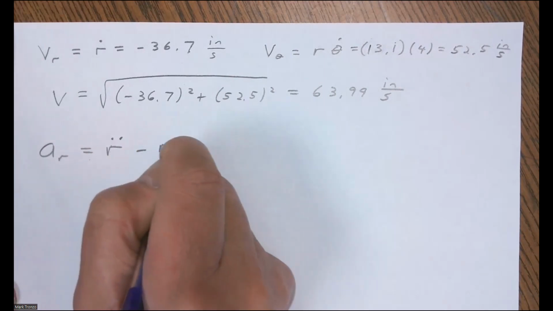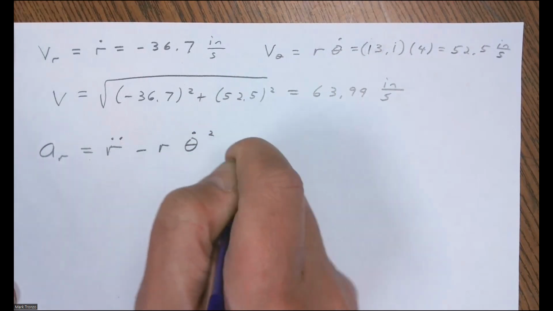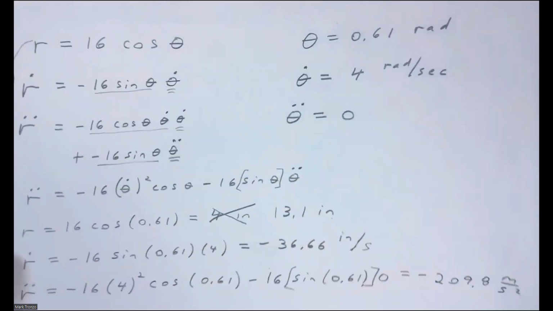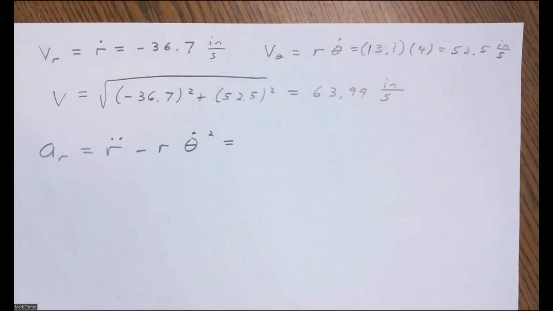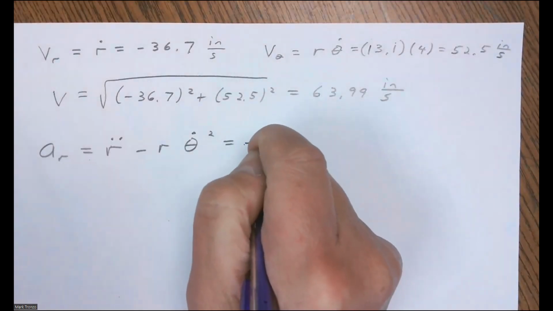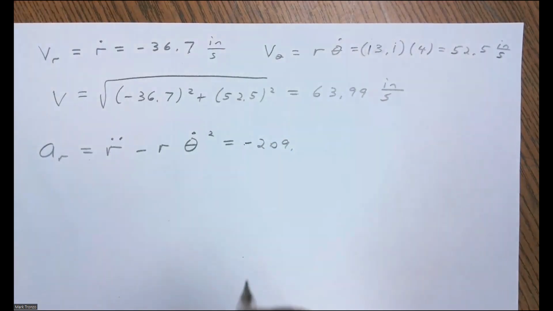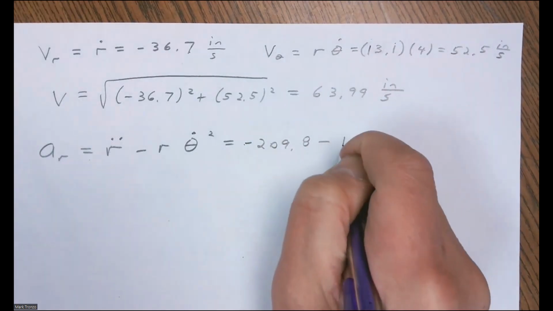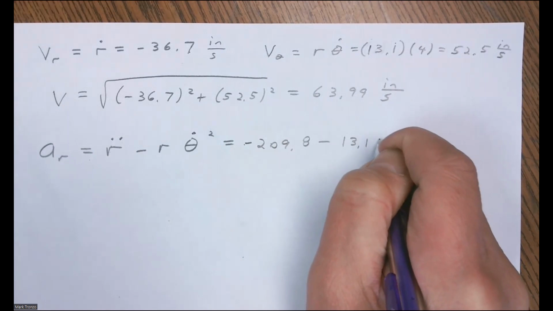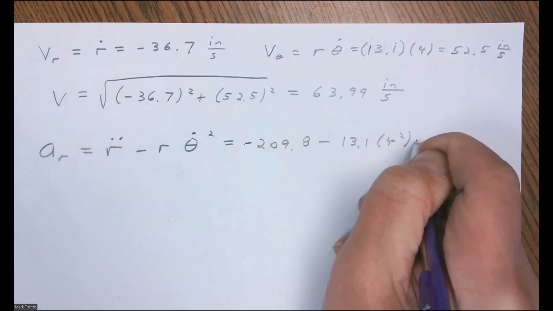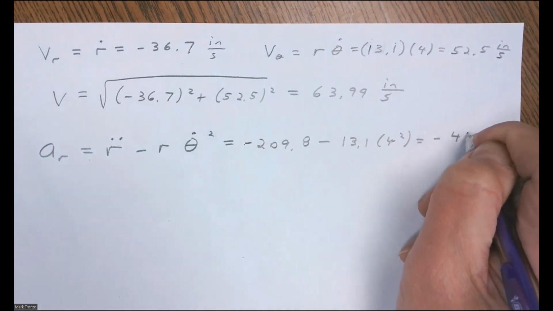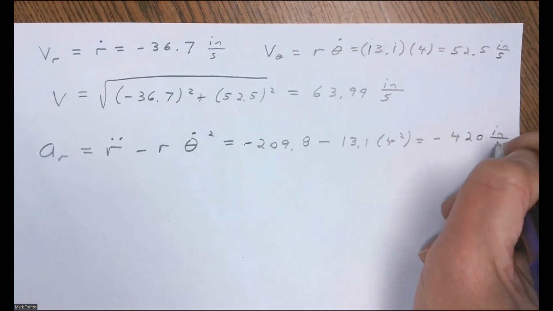And then for our acceleration, A_r, again using the equations on your equation sheet, we have r double dot minus r theta dot squared is equal to, and what did we get from before? Our r double dot, we had minus 209.8, and r, which I had fixed, was 13.1 times 4 squared, which is minus 420 inches per second squared.